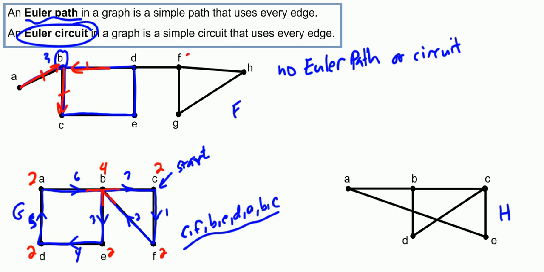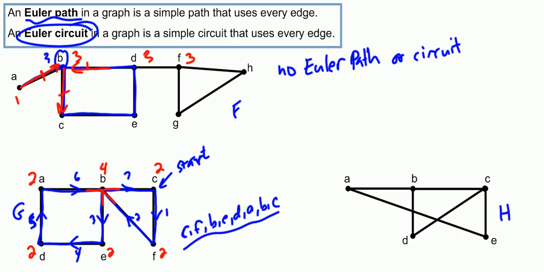Okay, if you look back up at the example up here, F has a degree of 3, D has a degree of 3, B has a degree of 3, A has a degree of 1. We have a bunch of vertices with odd degrees. We won't be able to find an Euler circuit there.